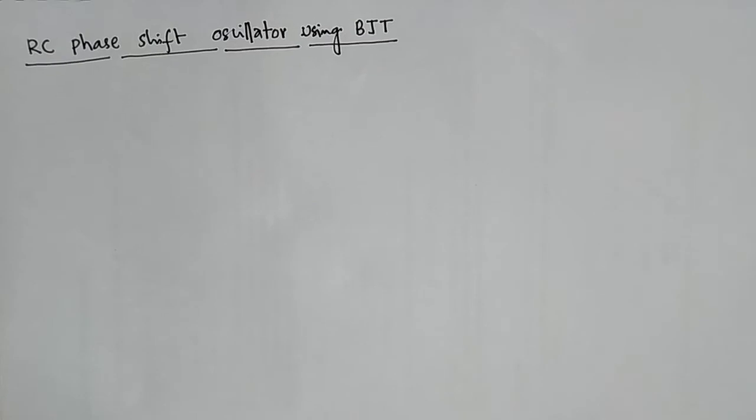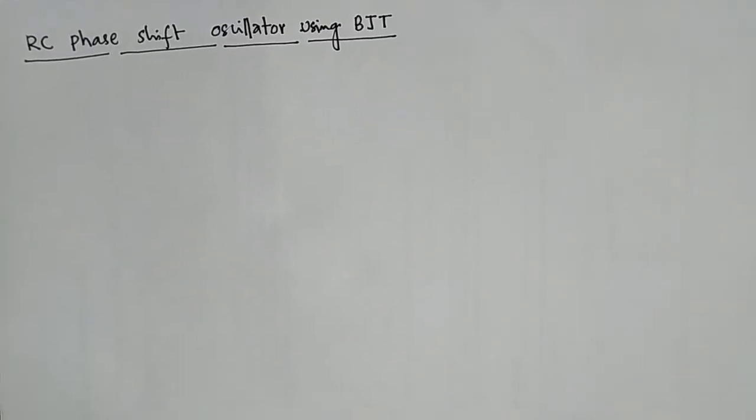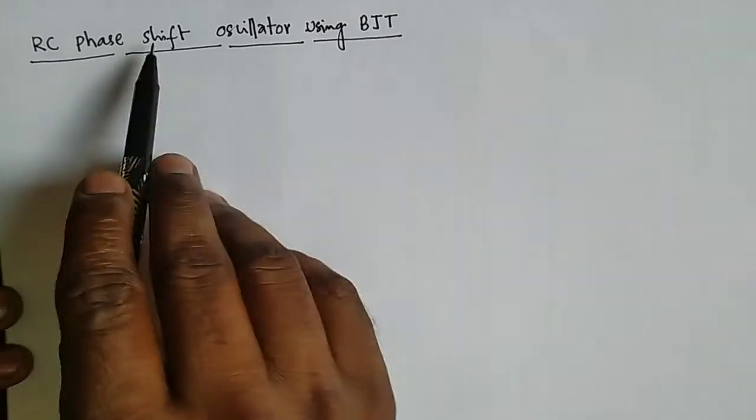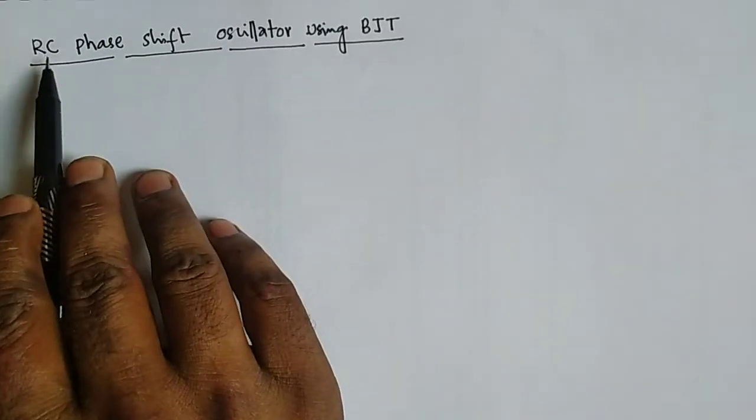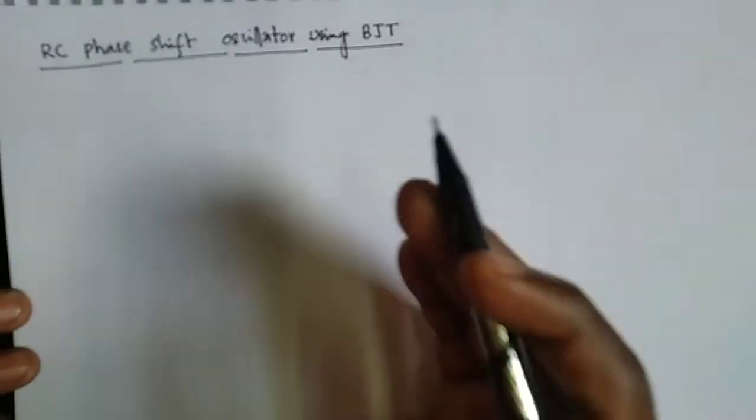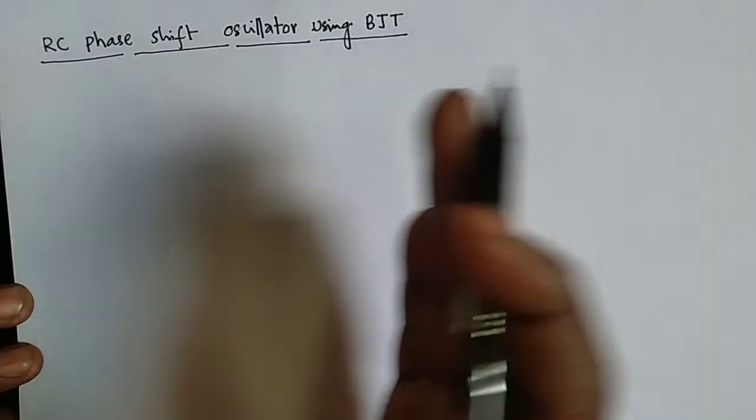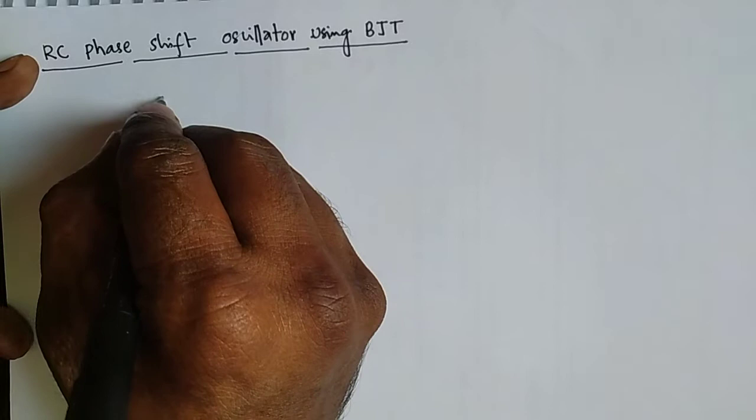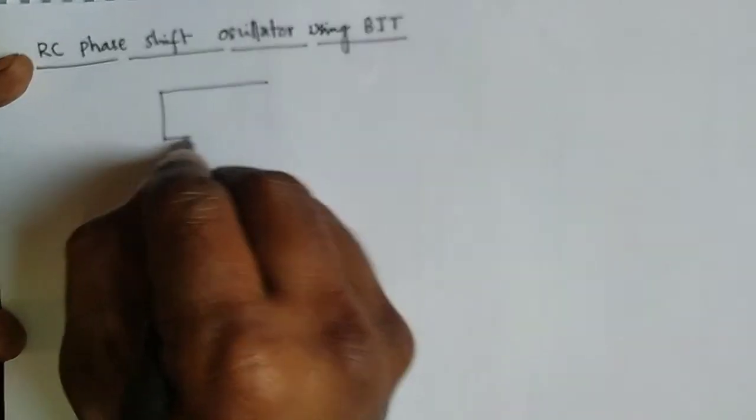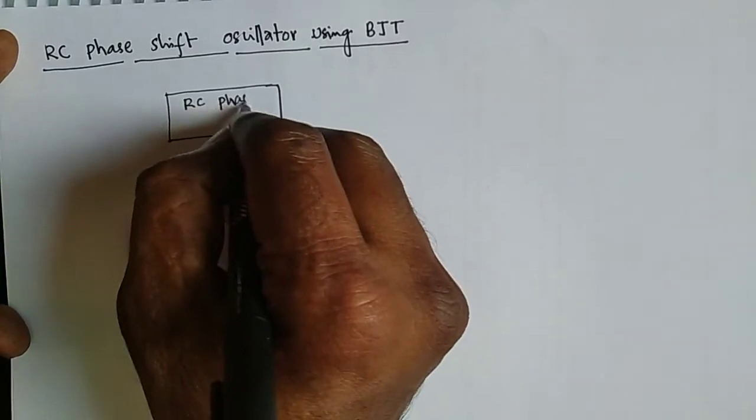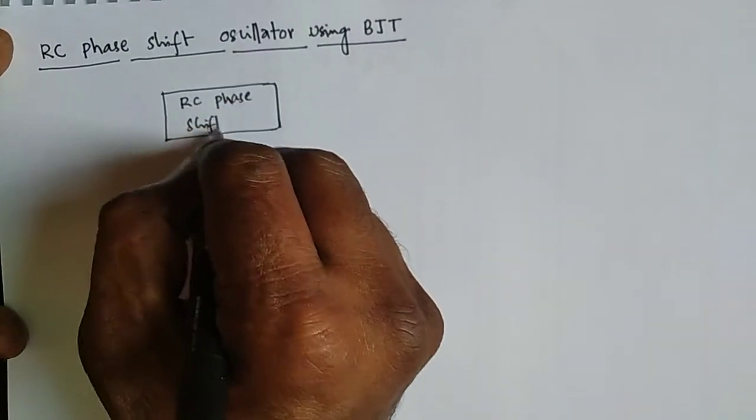Today we are going to discuss the concept of RC phase shift oscillator using BJT, where R means resistor, C means capacitor. So in the entire circuit diagram we have to use resistor and capacitor. That is the phase shift. You have to change the angle from one level to another level. That is the meaning of phase shift oscillator. So that is the basic block diagram, that is RC phase shift oscillator.